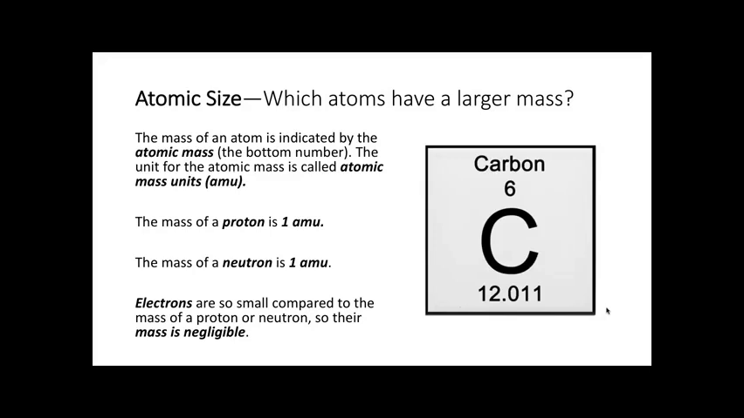Now, the number of electrons is a little bit more tricky. So electrons are way smaller than protons and neutrons. In fact, they're so small that you don't even have to include them in the atomic mass number. You can't even really measure their mass. So we don't even pay attention to the mass of electrons when we're looking at the atomic mass number.